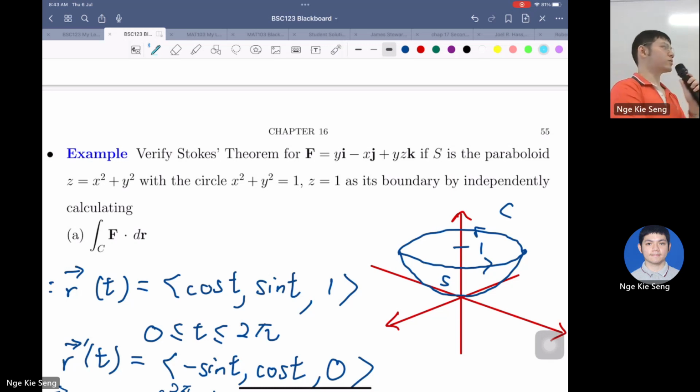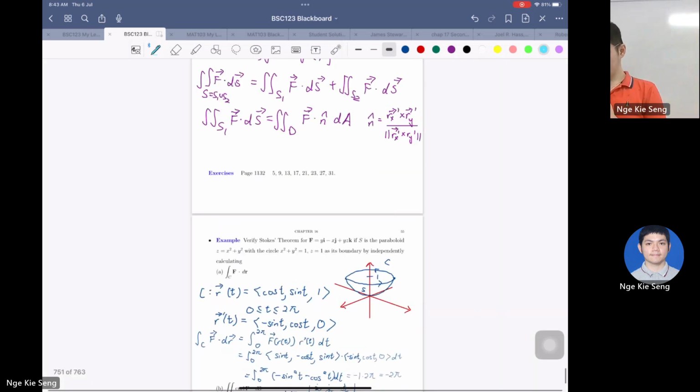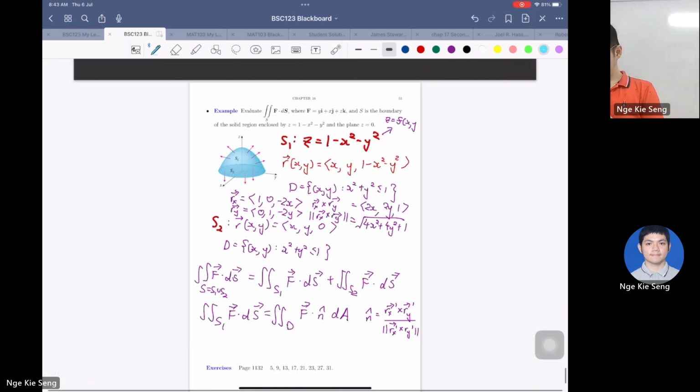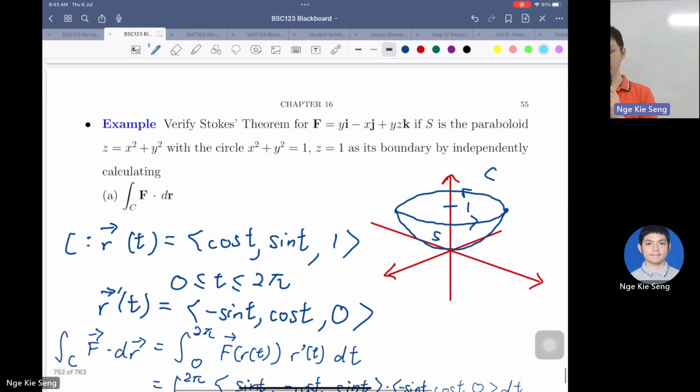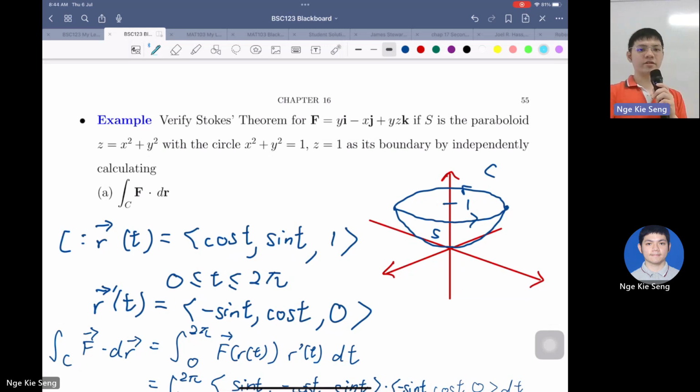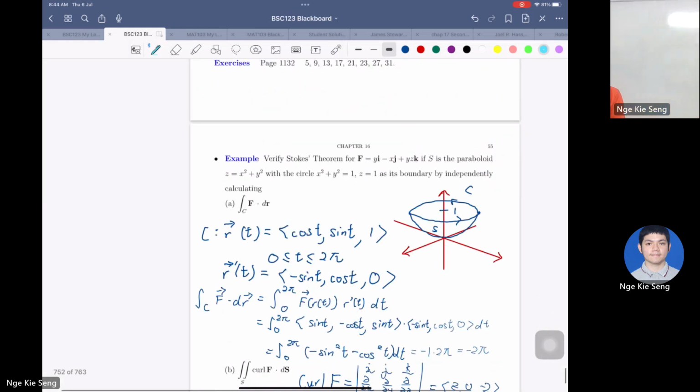Which one? Stokes' theorem. 53 is one. This one. 53 also. Later we can go back. Let's do this one first, because this one they already arranged nicely. So 53, later we go back to 53 also.